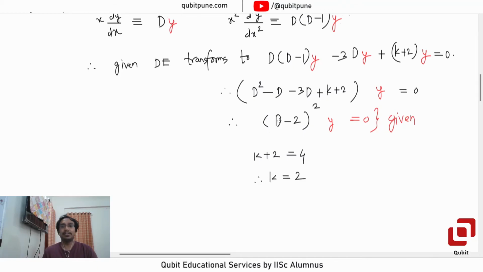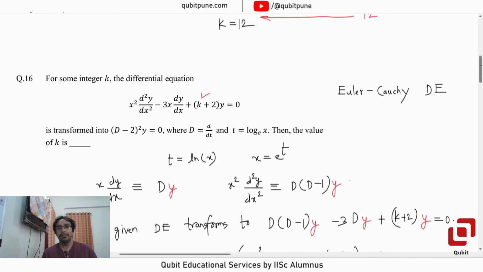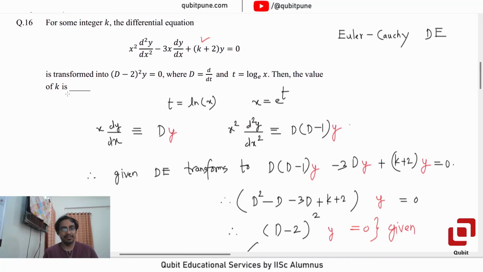Apply (a minus b) squared, a squared minus 2ab plus b squared. So this would become d to the power 2 minus 4d plus 4. That minus 4d is taken care of by negative d and negative 3d. So k is equal to 2. Correct option to question 6. Not option, the correct answer is 2.